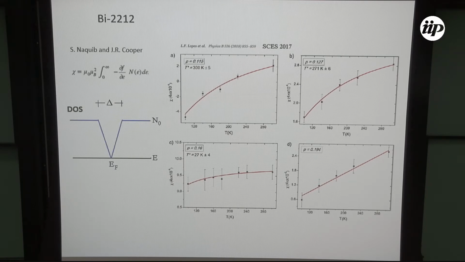Well, this is a little bit different. These are susceptibility results interpreted according to the model proposed by Lauren and Cooper and Talon, where the pseudogap is seen as a moat-like pseudogap. And then the calculation of the susceptibility is made with a model density of states, triangular like that, and they are able to obtain a susceptibility in the normal phase that grows when temperature increases. And the fitting made with this theory led to the following results.